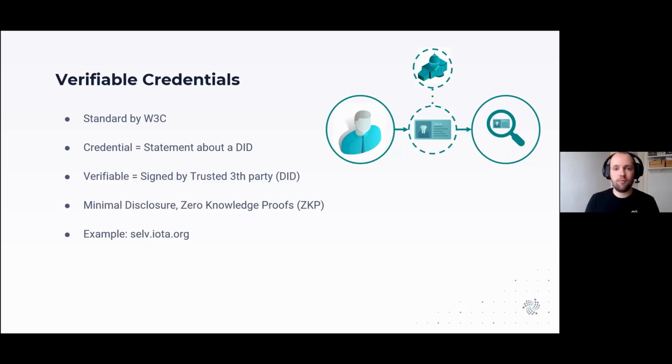You can even take it a step further with zero knowledge proofs, and that's basically sharing no information, where you just prove that you have a driver's license and that it's still valid, but the actual information in there is not used. That's the next level.